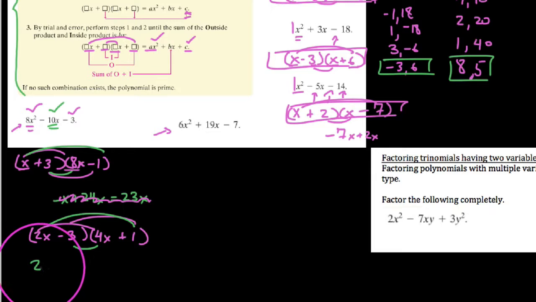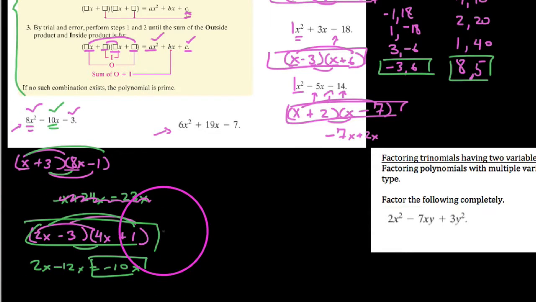And in this case, I get 2x times 1 is 2x. Negative 3 times a positive 4x is negative 12x, and so I get negative 10x. So, booyah, we got what we needed. So let's try this again.